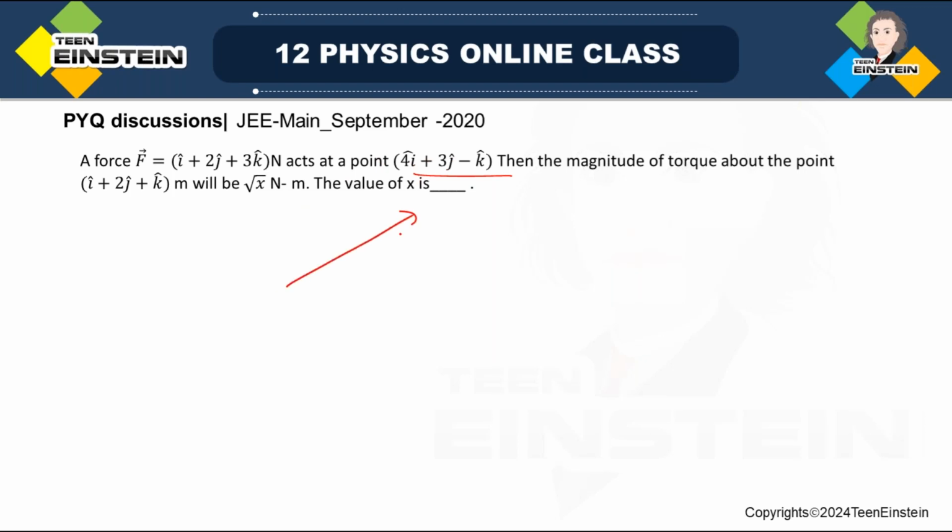Suppose the force is acting like this, at some certain point here. Now I have to find out the torque about this point. That means you know what you have to find out: you have to find out the r vector. So this point is, say, 4 i cap plus 3 j cap minus k cap. About this point I think I have to go like this.